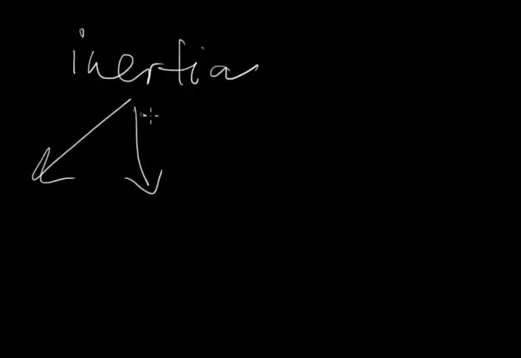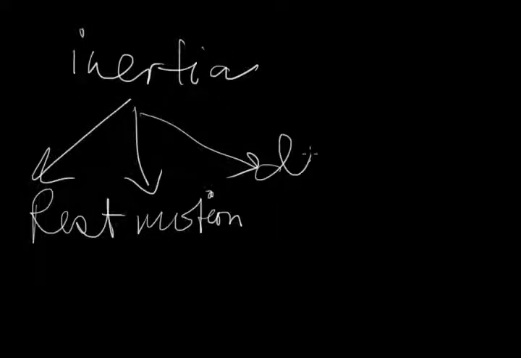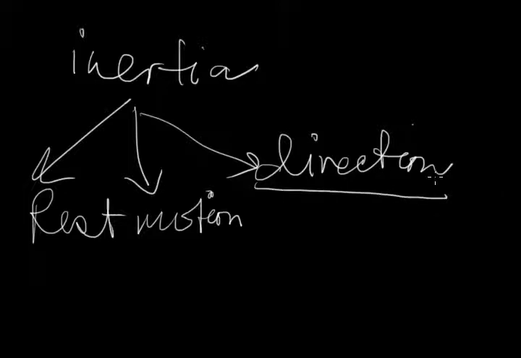So we have inertia, and inertia is of three types: inertia of rest, inertia of motion, and inertia of direction. Now the inertia of direction is what we are going to discuss now. Inertia of rest and inertia of motion, you might have very many examples in your book. They are quite ample, but inertia of direction is one thing which is very important for us to understand.